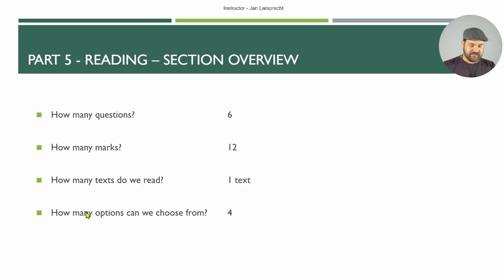So, how many questions do you get? You get 6 questions. How many marks? 12 marks. Okay. How many texts do we read? We read one long text, friends and family. Sorry about that, but it's true. How many options can we choose from? For every question, they give you 4 options. You need to choose one of them.